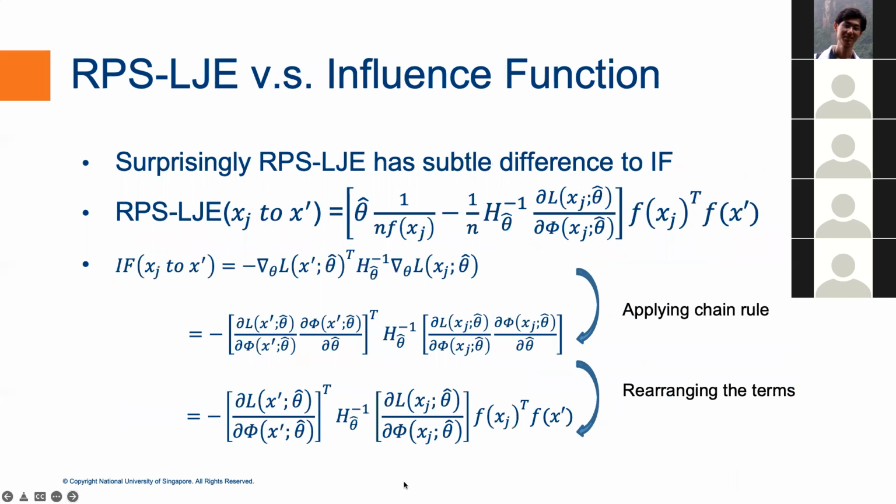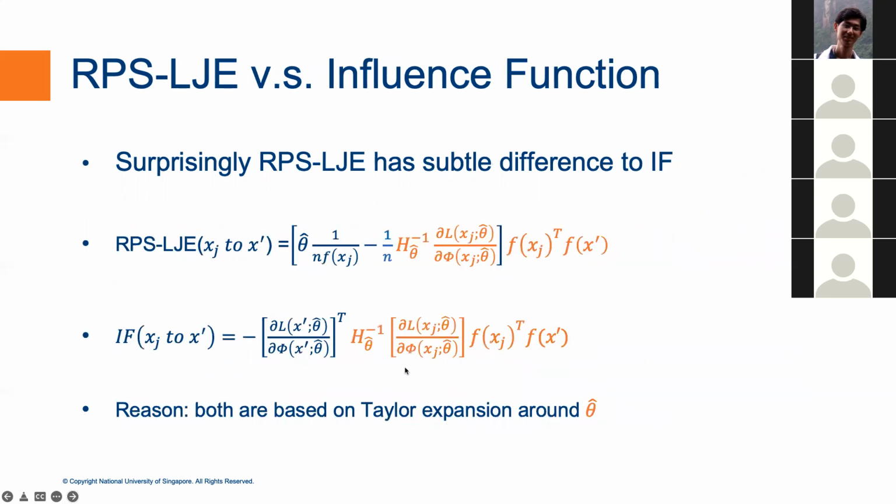Yeah, I forgot how they derive the presentation. But never mind. If you have any questions, maybe refer to Jing Lian's presentation last week. And it turns out that, surprisingly, RPS-LJE has a subtle difference from the original influence function. I highlight the common terms in orange. And the reason is that both are based on Taylor expansion around theta hat.